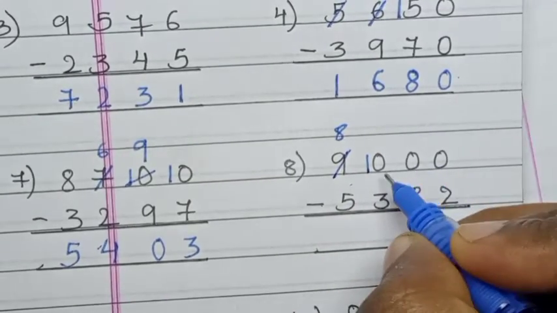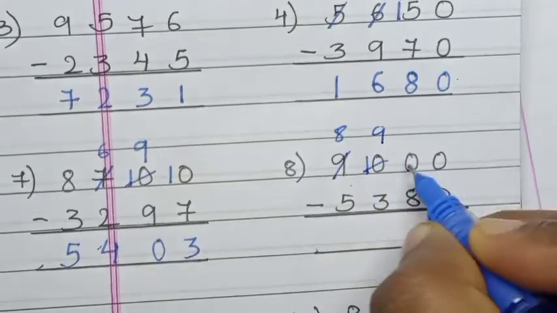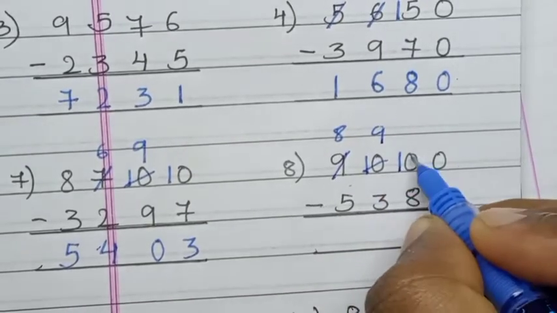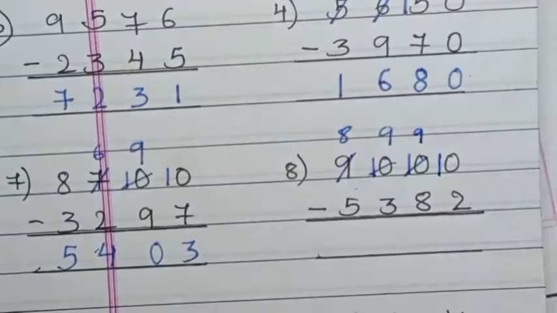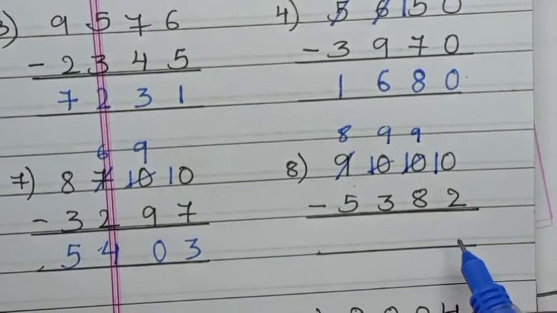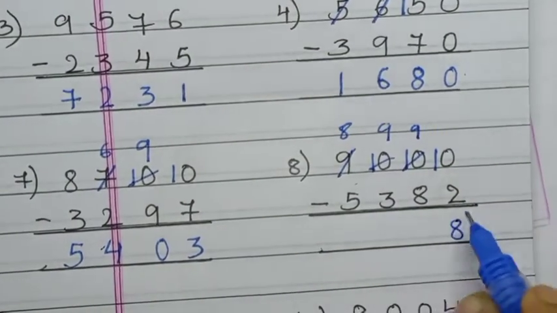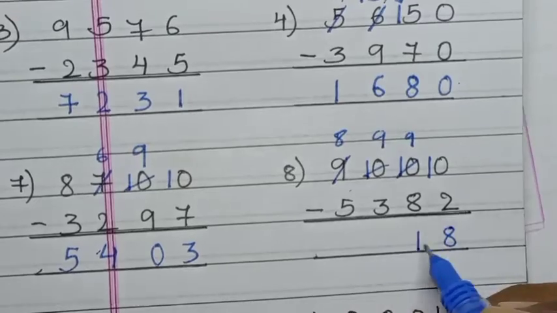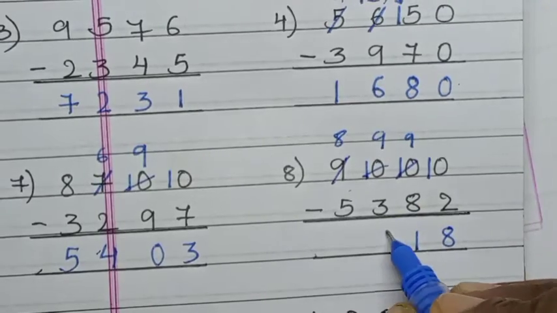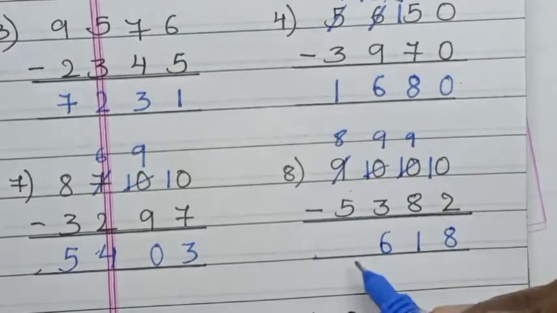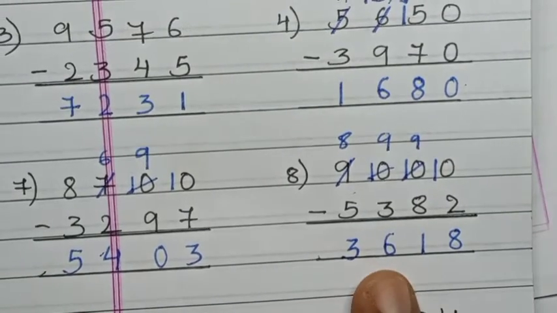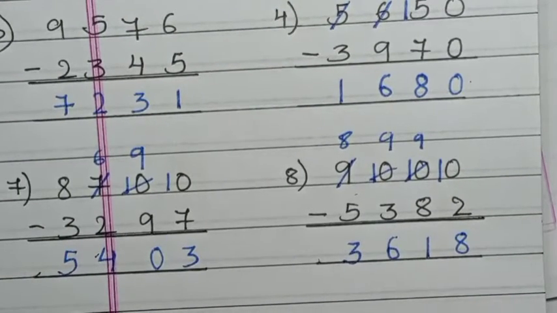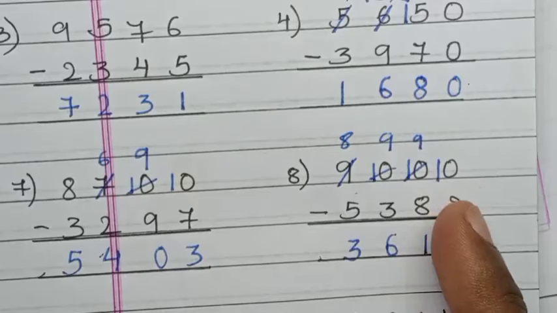Again borrow 1 from this number. 10 will become 9, 0 will become 10, right? Again borrow from this number. 10 will become 9, 0 will become 10. Right? What is 10 minus 2? 10 minus 2 is 8. What is 9 minus 8? That is 1. What is 9 minus 3? That is 6. What is 8 minus 5? That is 3. So the answer is 3618.